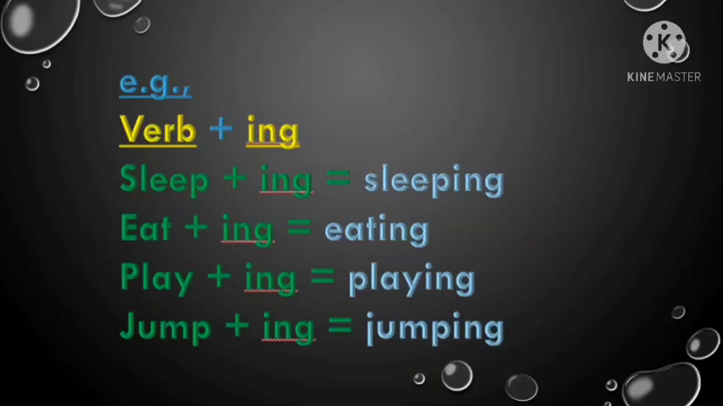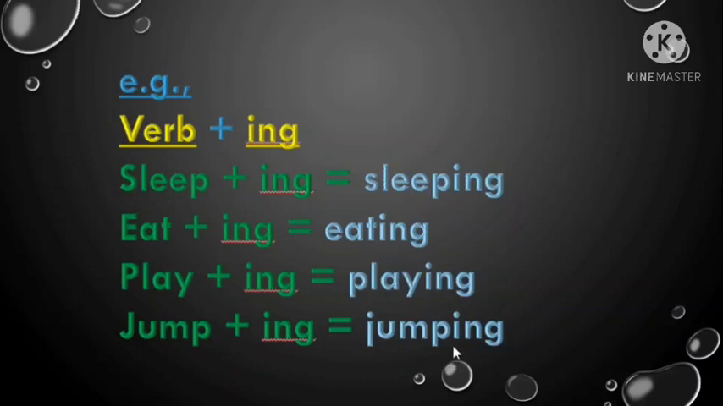Sleep. Sleep is the base form of the verb. And when we add ing to the verb sleep, it becomes sleeping. Similarly, with the verb eat, when we add ing, it becomes eating. Play plus ing is playing. Jump, when we add ing, becomes jumping. So all these words, sleeping, eating, playing, jumping, denote ongoing action, continuous action.